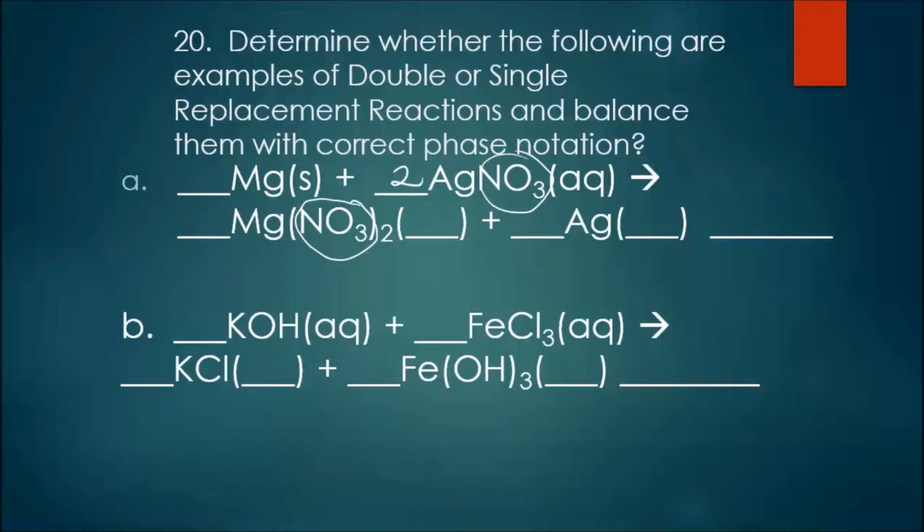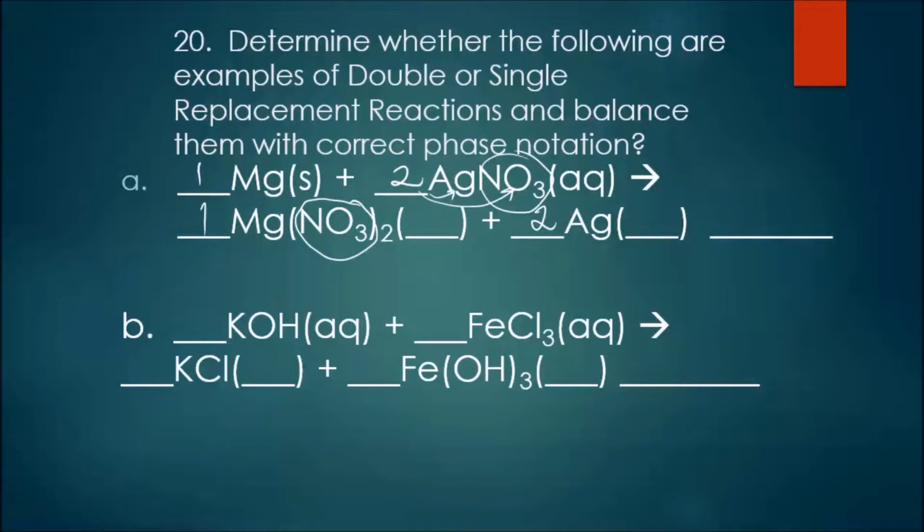Are we balanced now? By fixing the NO3, you have now messed up the Ag. So how do we fix that? Put a 2 in front of the other Ag. Good. All right, so 1, 1. Okay, so magnesium nitrate.